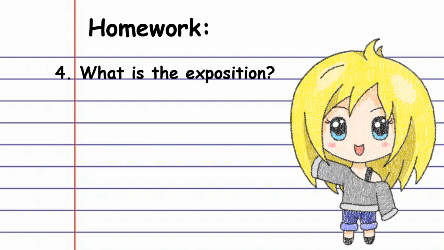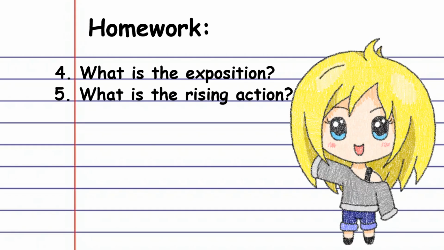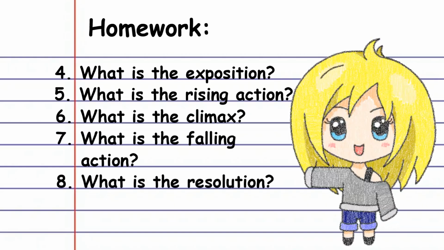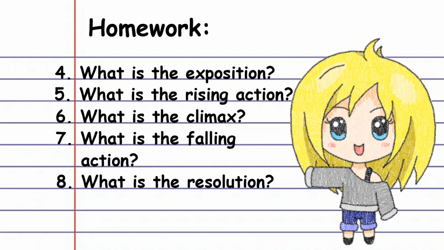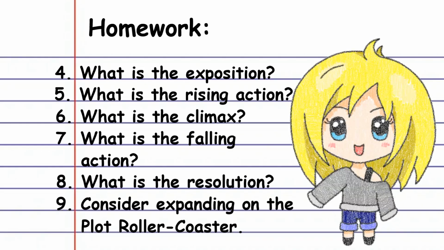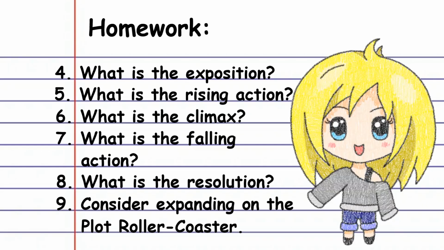What is going to be the exposition? What is going to take up the bulk of the rising action? What's your story's climax? What is the falling action going to be? And what is going to be your story's resolution? If you want to make your outline a bit more detailed, you can expand on the plot roller coaster by adding multiple different plot points into different sections of your novel.